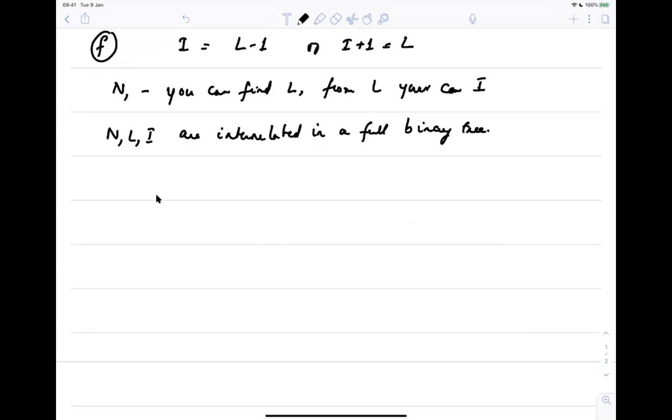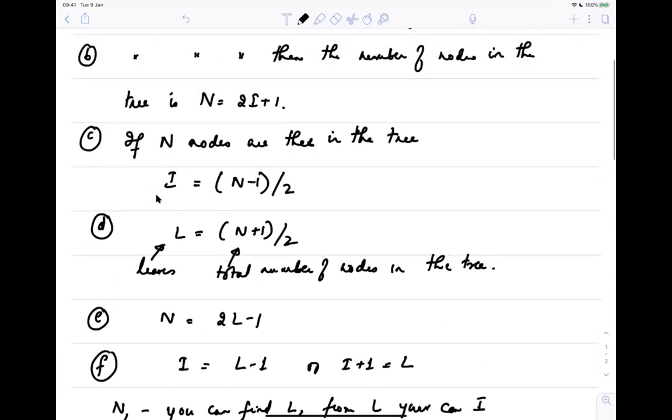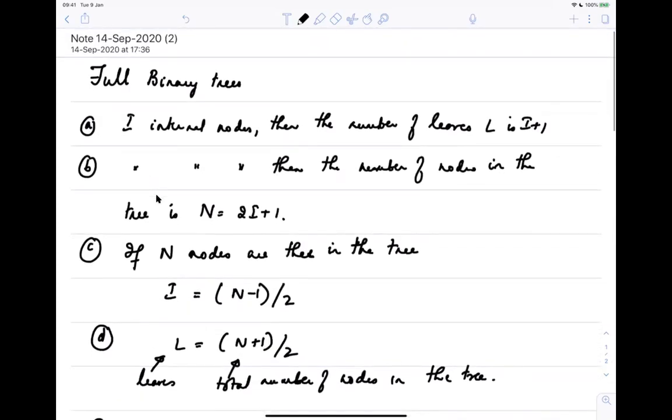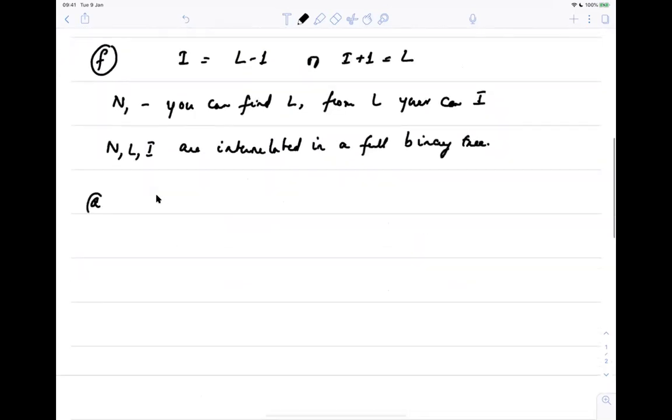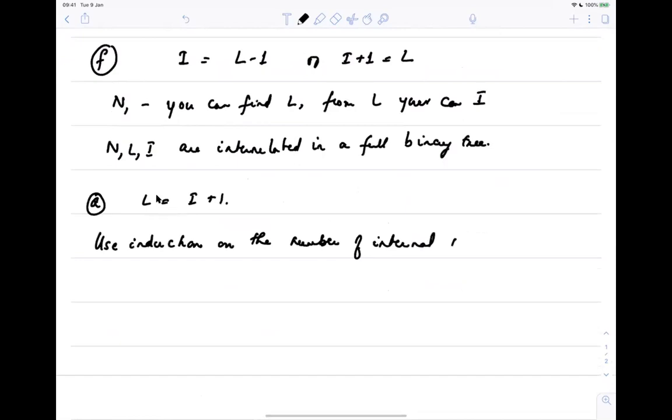Okay, so let's look at one or two proofs over here. Let's take this first part: L equal to I plus 1. We can use induction on the number of internal nodes I.